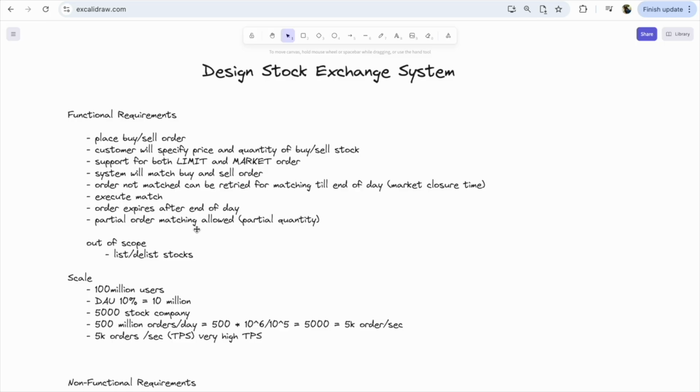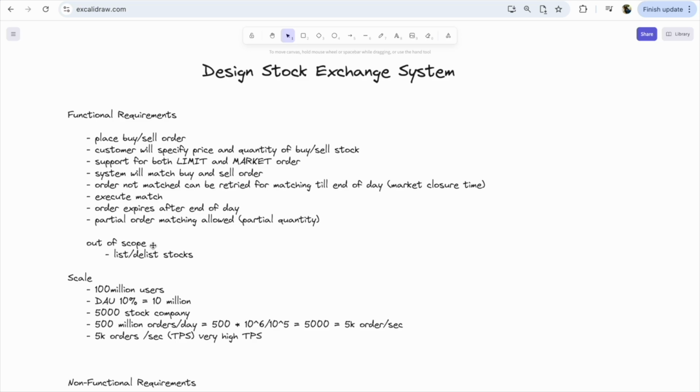Partial order matching allowed. We can have a discussion with the interviewer whether we want to support partial order matching or not. What partial order matching is, let's say someone wants to sell 10 stocks and someone wants to buy 5 stocks. We should match this partially, right? So we can sell 5 quantity to the buyer, and the remaining 5 can again be retried, and those remaining 5 stocks can be matched with some other buy order.